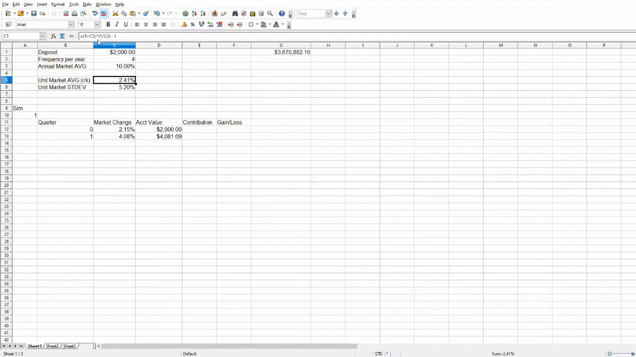So that's what I've done in this cell right here. I've done 1 plus C3, which is my 10%. So I've clicked on 10%, raised to the 1 over K power. K is what is sitting inside of cell C2, and then minus 1.